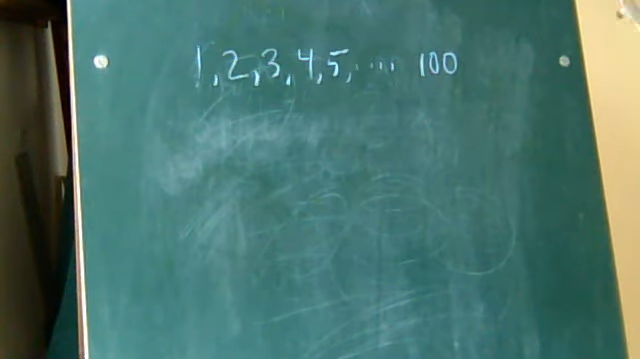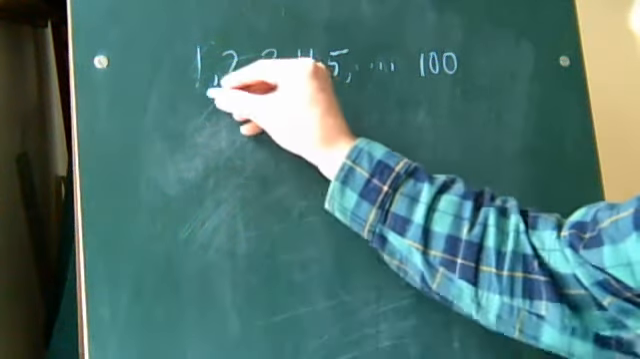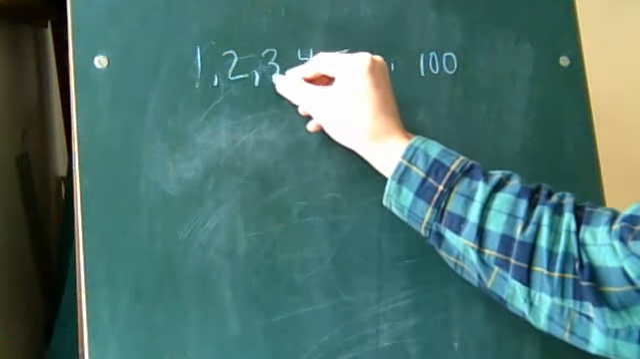Now, Gauss did it very quickly. And so Gauss must have had a trick. He couldn't have added up all those numbers. Well, I don't know. I don't think so. If you try adding 1 plus 2, that's 3. 3 plus 3, that's 6.